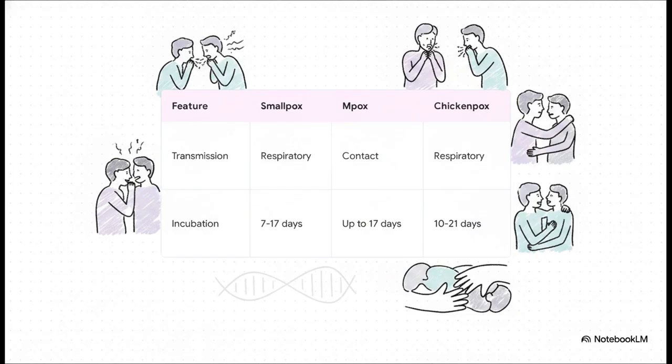Smallpox relies on respiratory secretions and close contact with a 7 to 17-day incubation. But check out Mpox. While it can definitely spread via respiratory droplets, transmission heavily involves direct skin-to-skin or sexual contact. And that was actually the hallmark of the Clade 2b global outbreak in 2022.